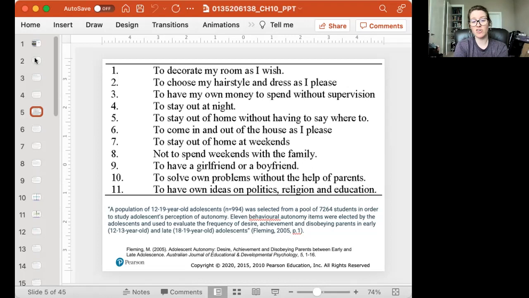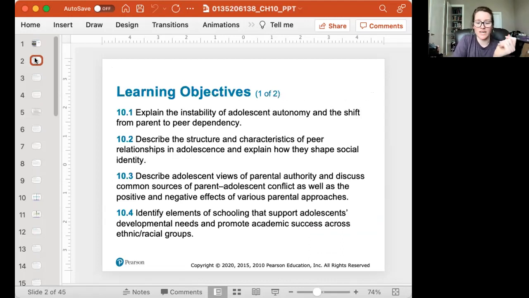Number 7, to stay out of home at weekends. 8, not to spend weekends with the family. 9, to have a girlfriend or boyfriend. I remember in junior high, I had classmates that their mom said they weren't allowed to shave their legs until 9th grade. I will never forget that. So they had hairy legs until 9th grade. And I remember freshman year, I saw them at school and their legs were all shaved, right? They were twins. So that's why I say that.